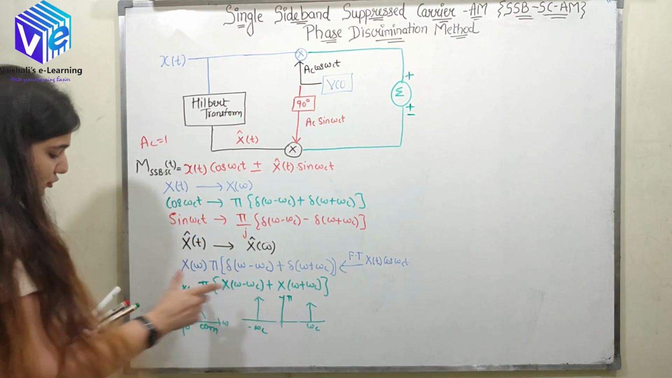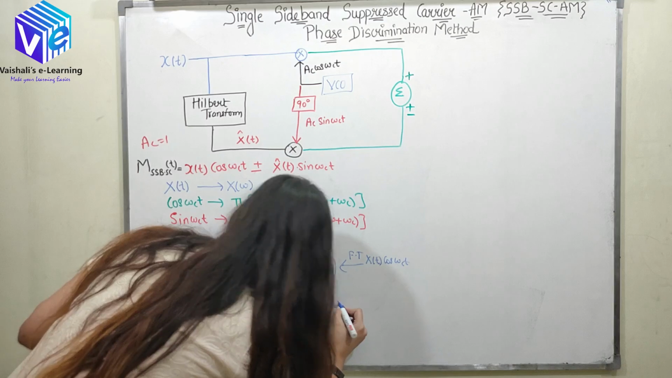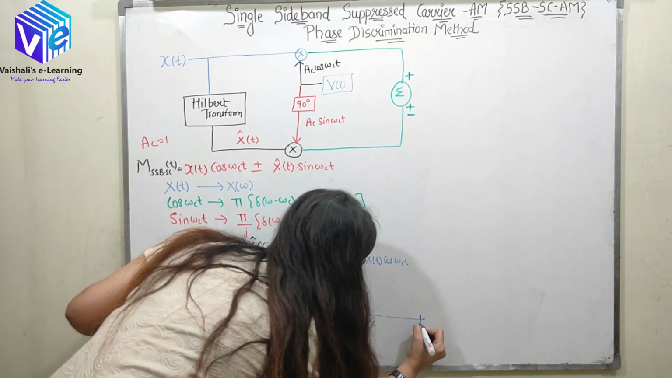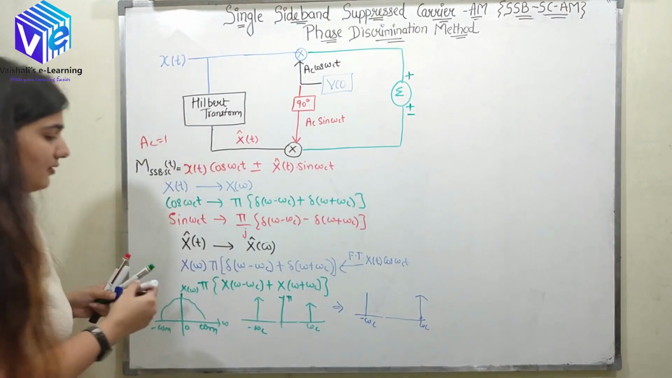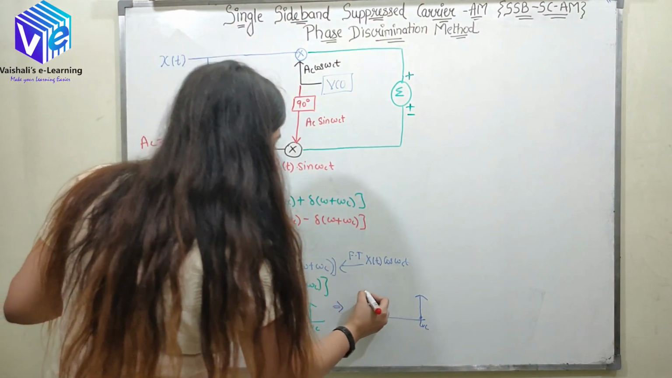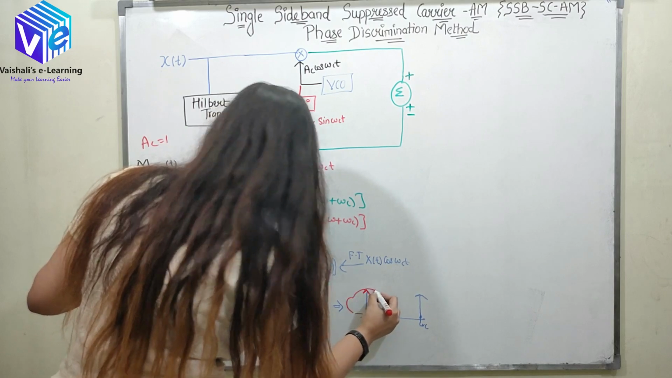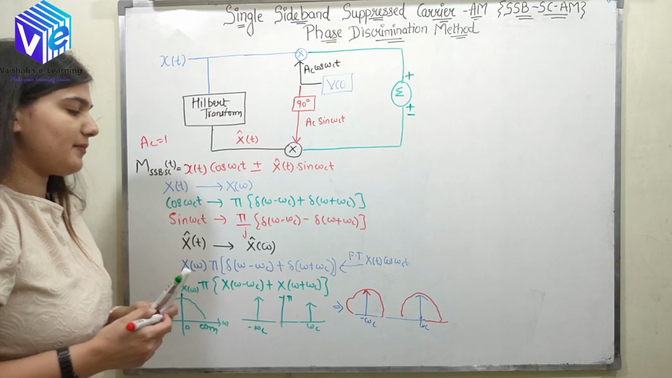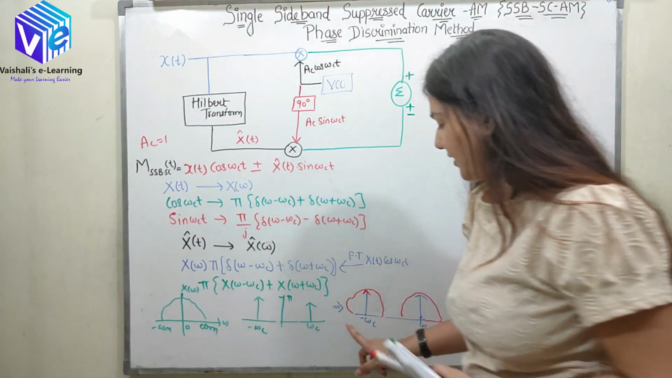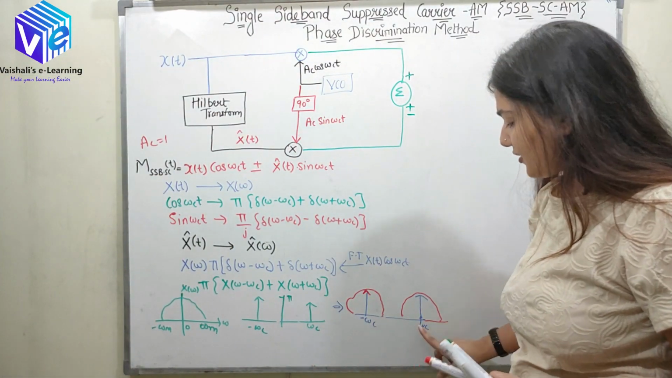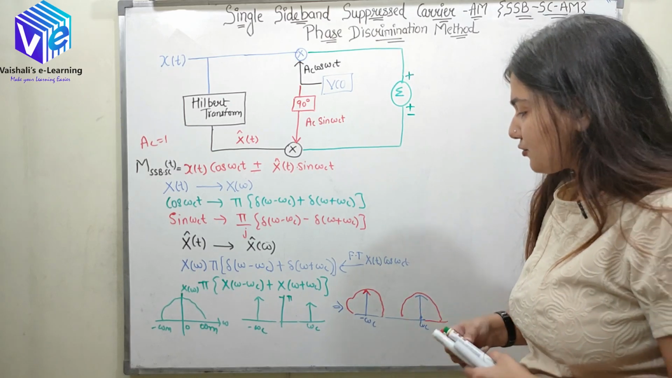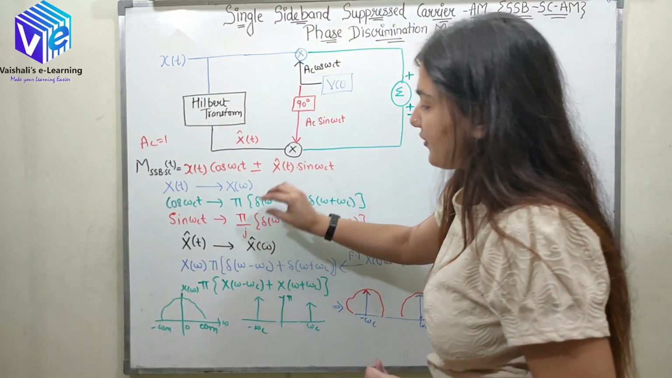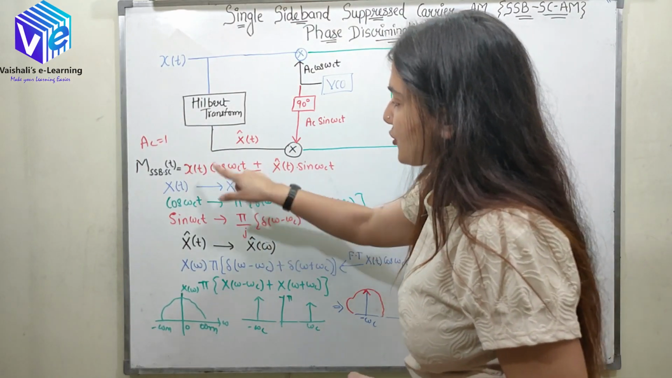So when these two are multiplied, I get the signals at these impulses, at omega c and minus omega c. Now I hope you can see I am getting X of omega plus omega c and X of omega minus omega c, which are multiplied with pi. So this is about the first part, which is xt cos omega ct.